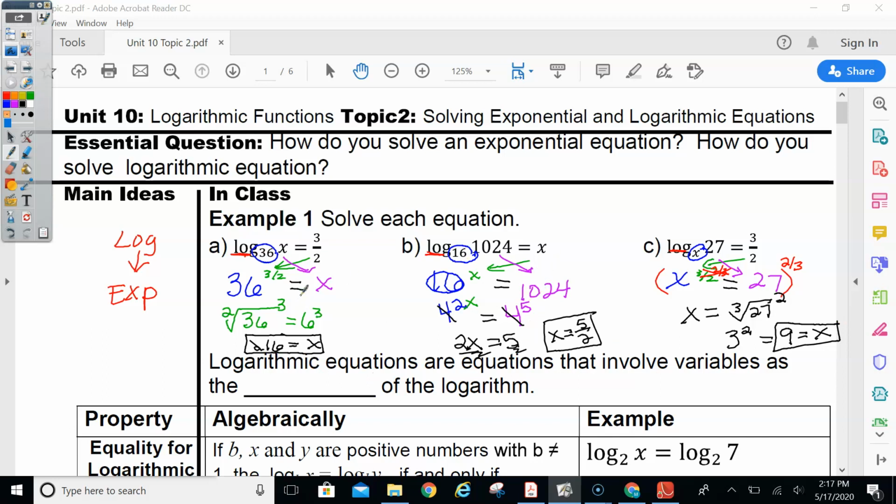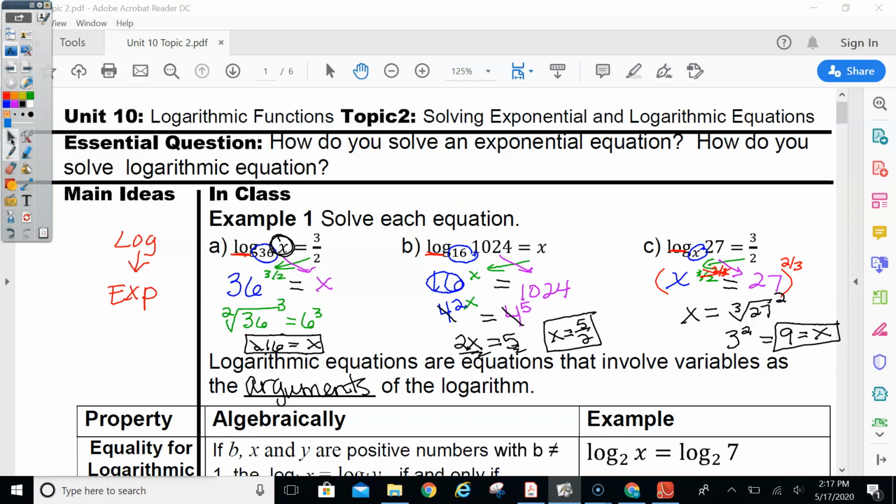So again, these are all solving equations, solving for x. However, normally when we solve a logarithmic equation, we're usually going to have the variable as the argument inside the log. So that's like this one here. This one has an argument as x. This one doesn't. This has an exponent as x. This one has a base of x. So we're going to solve ones that are more like A than like B and C.